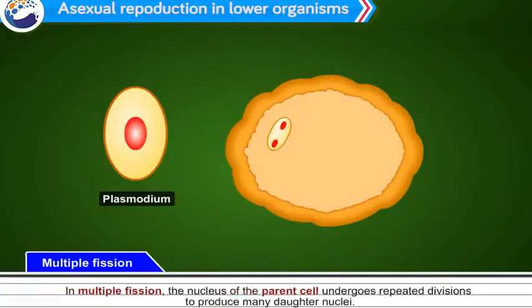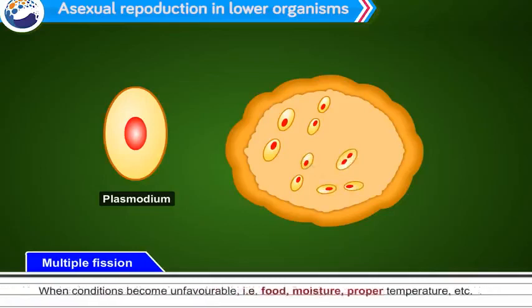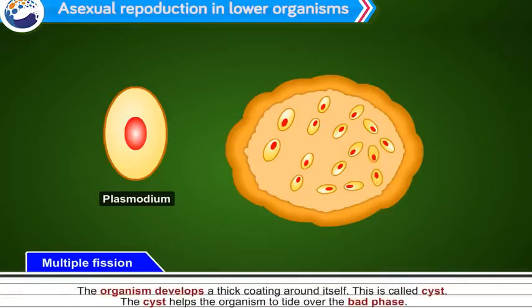Multiple fission. In multiple fission, the nucleus of the parent cell undergoes repeated divisions to produce many daughter nuclei. The cytoplasm also divides and cleaves around each nucleus, forming several daughter cells in the parent cell. When conditions become unfavorable, that is, food, moisture, proper temperature, etc., are not available, this is the preferred mode of reproduction by unicellular organisms. The organism develops a thick coating around itself. This is called cyst. The cyst helps the organism to tide over the bad phase.